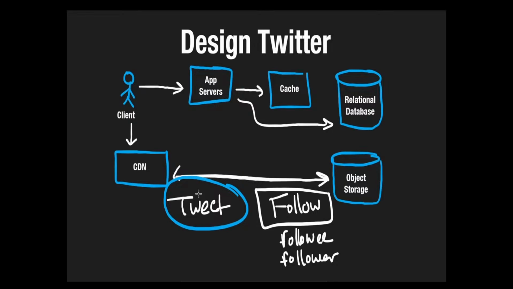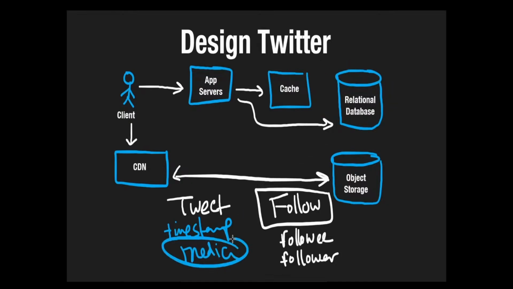Now for the tweet itself, we kind of briefly talked about it. Of course, we're going to have the tweet ID, we're going to have the timestamp, we're going to have the user ID of the person who created it, and we're going to have the content of the tweet, whether it's the text, which technically could be empty if we have some media attached to it, but we actually won't be storing the media itself in the database. We'll have a reference to that media that references the object store.